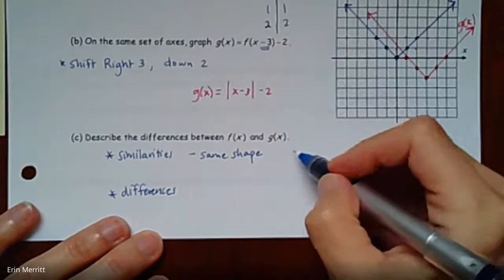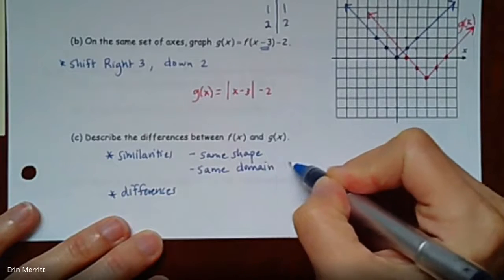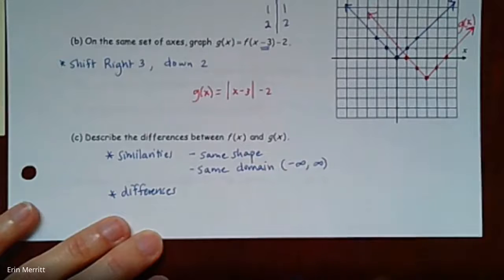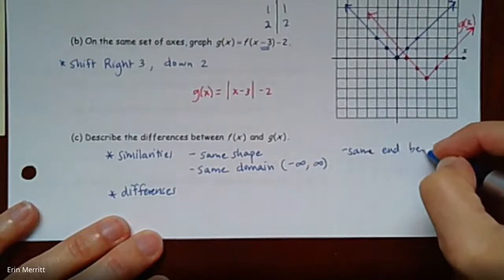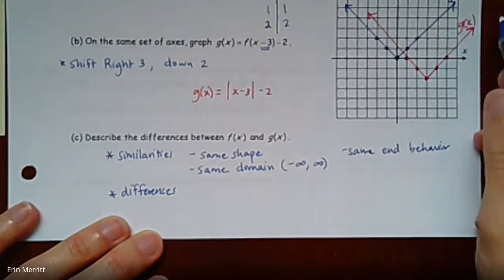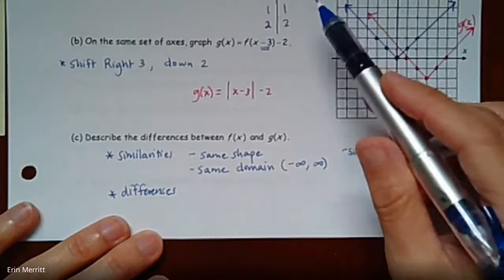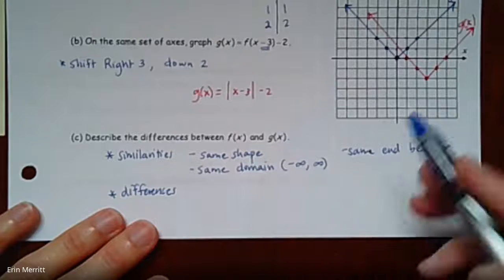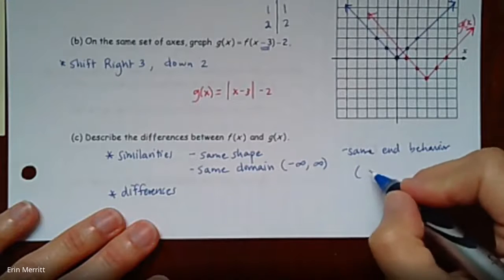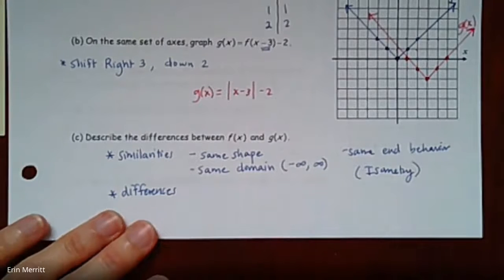It has the same domain, which goes from -infinity to +infinity, right? Same end behavior. Because as x goes off to infinity, so does y. As x goes to -infinity, y goes off to +infinity. So same end behavior either way. Right? And when something has the same shape, you might even remember from geometry, in the same orientation, that it is referred to as an isometry. There's a little bonus vocab word right there.